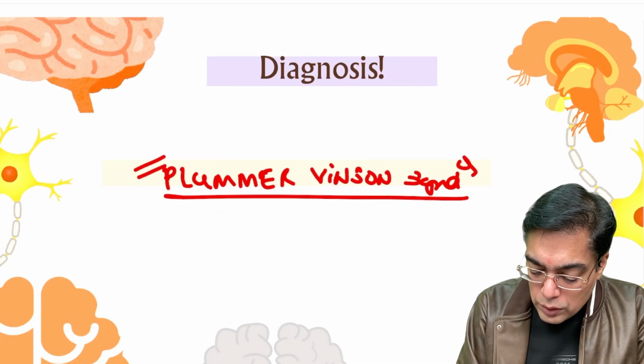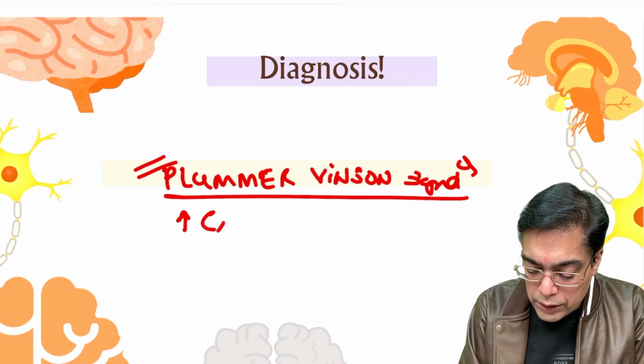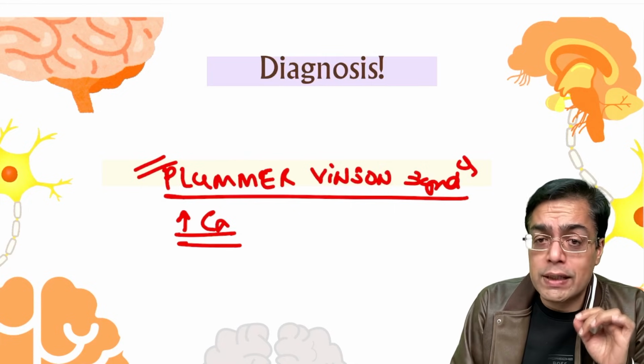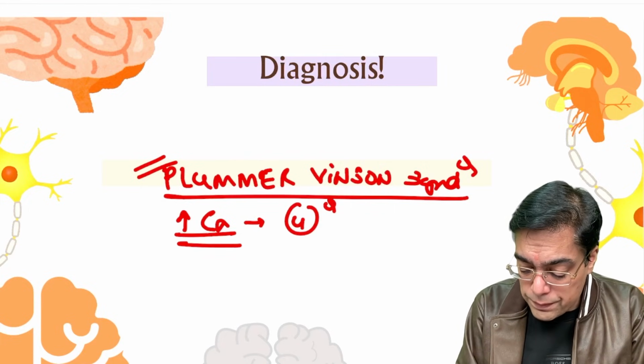Plummer-Vinson syndrome. This is an example of a condition in which the patients are going to be having a high risk of development of cancer of the esophagus. But what is going to be the important feature of this kind of a cancer? This cancer is typically going to be affecting the upper part of the esophagus.